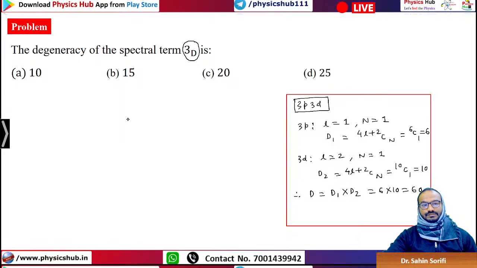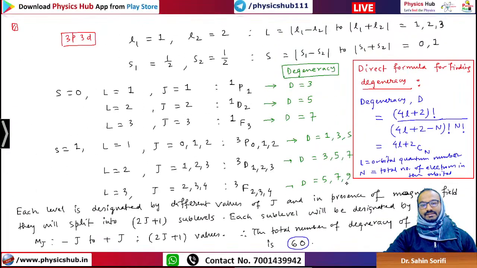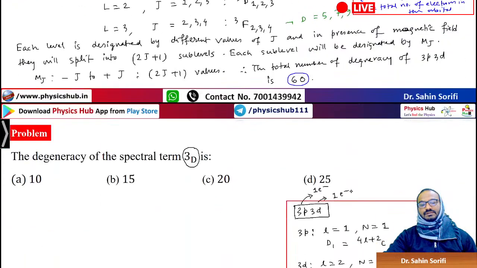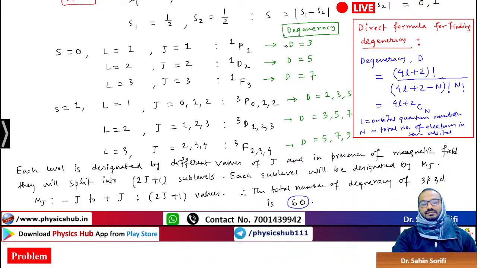Total number of electrons. So here, only 1 electron in 3p, 1 electron in 3d. For this 3p, when you are calculating 3p, n equals 1. When you are calculating for 3d, n equals 2. Look, this is just a short trick, a short formula. The actual case is this. If you are not sure about this, you can use this.